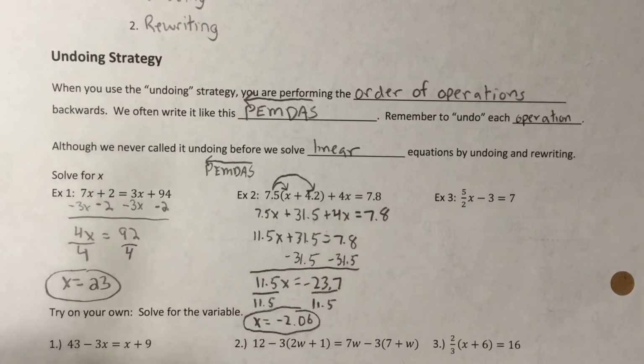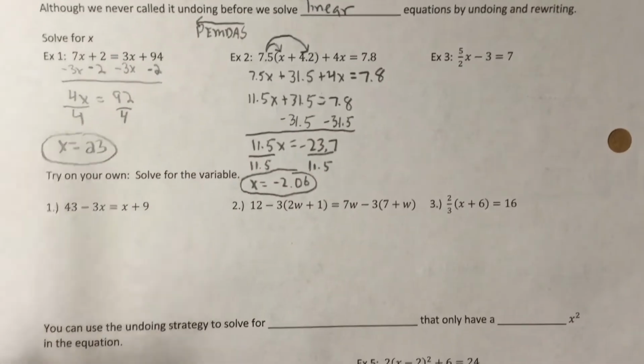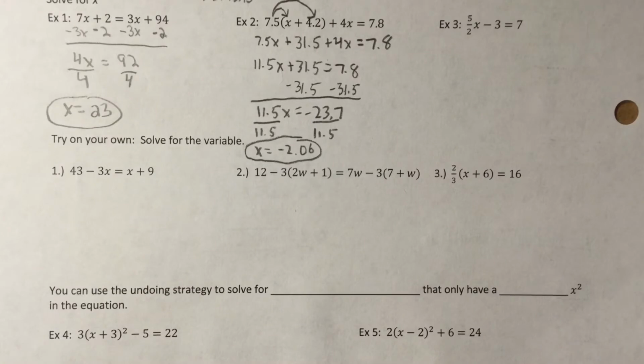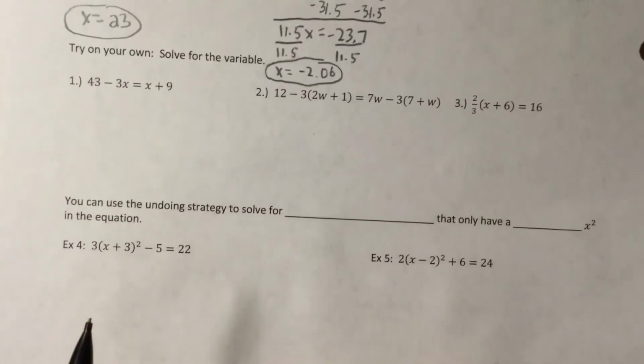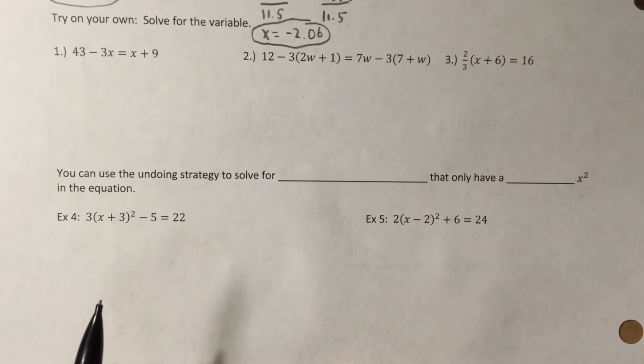All right, so that's the simplest form of rewriting or undoing. I'd like you to try some of these on your own. And we're going to move on to the undoing strategy.